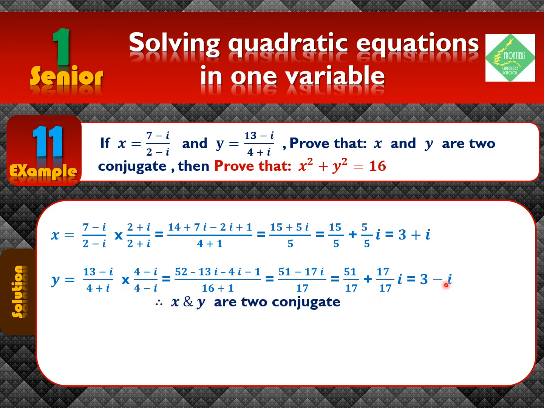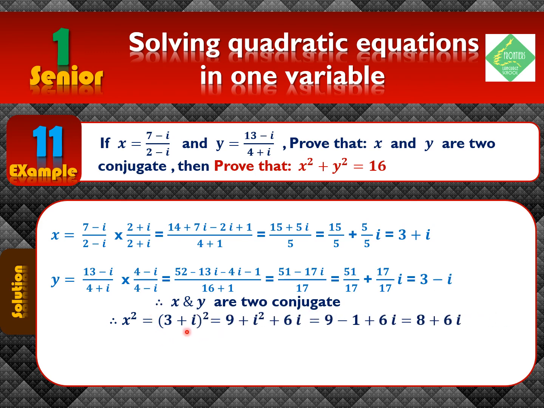I am done. The sign changed, the positive became negative, so they are conjugates. What about proving x squared plus y squared equals 16? You have to get x squared: write 3 plus i to the power 2 and solve. For y squared, write 3 minus i to the power 2 and solve.